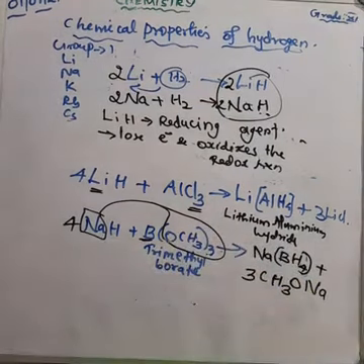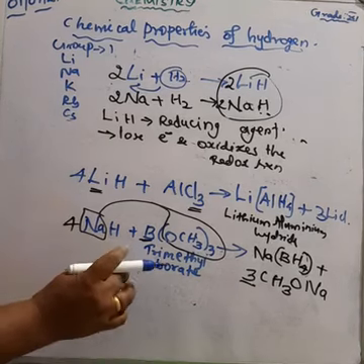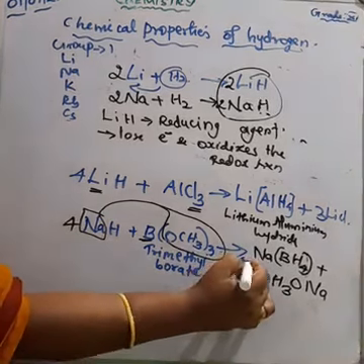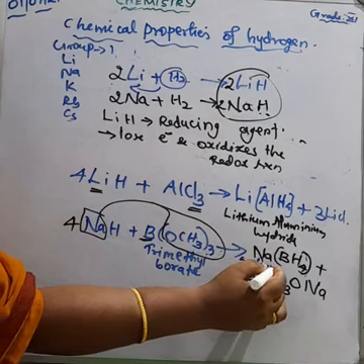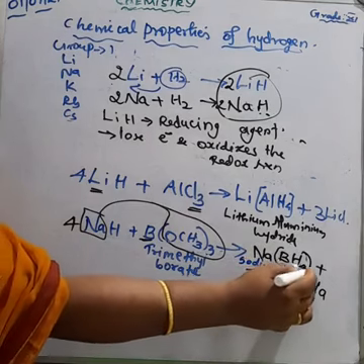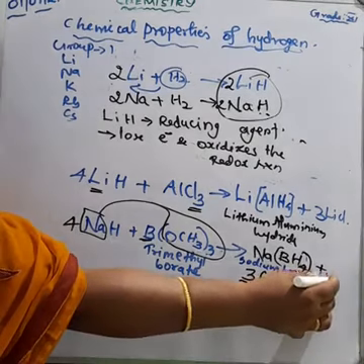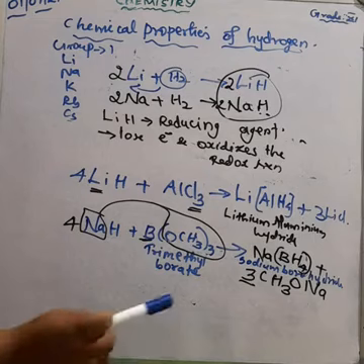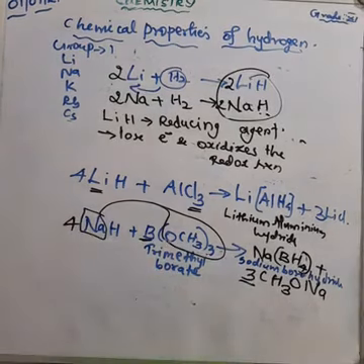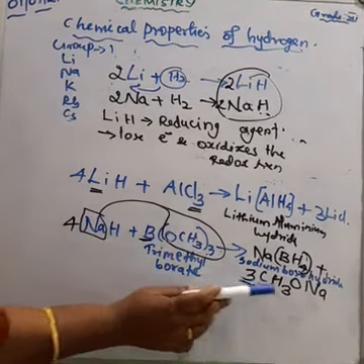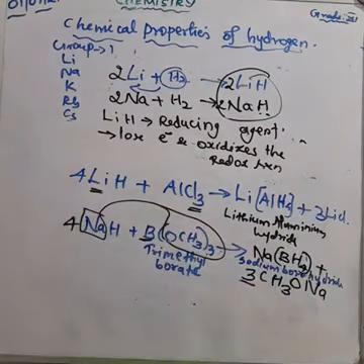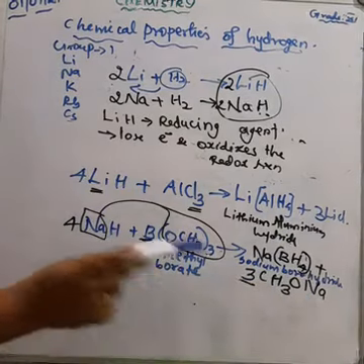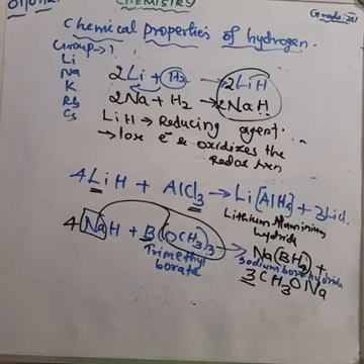Understood? So when sodium hydride combines with trimethyl borate to form sodium borohydride, what is the byproduct here? Sodium methoxide. How many molecules? 3 molecules. Understood?